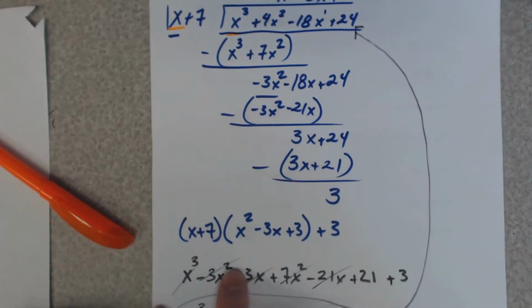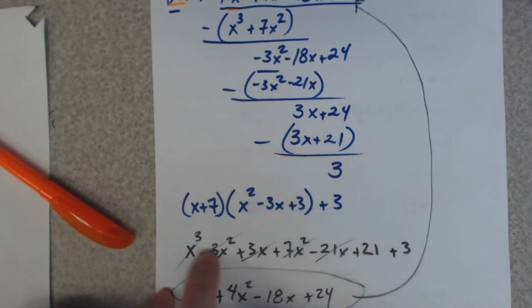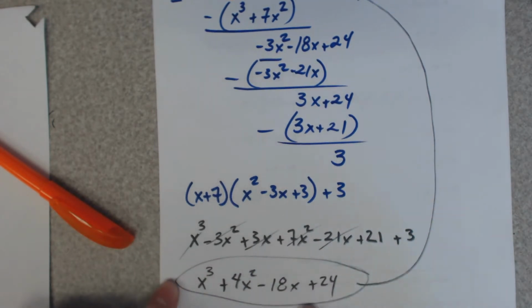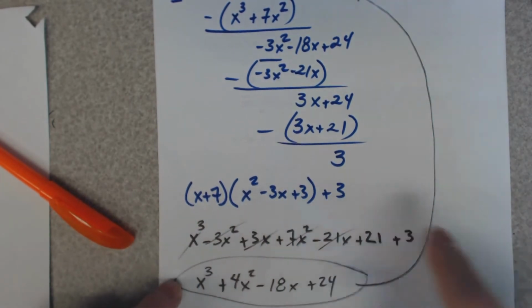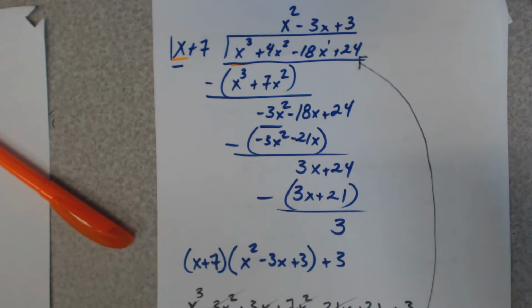You don't do this every time. It's just that I want to explain to you how you can check your work: you multiply this out and see if you get the original. Okay, so this is the idea. So that's how you do long division using a polynomial.